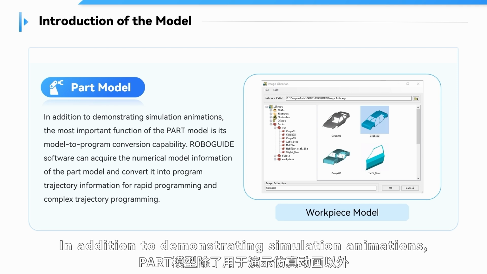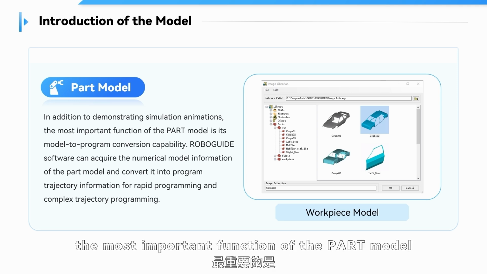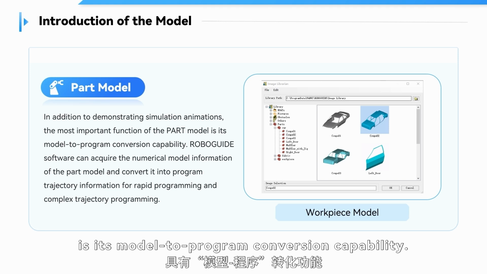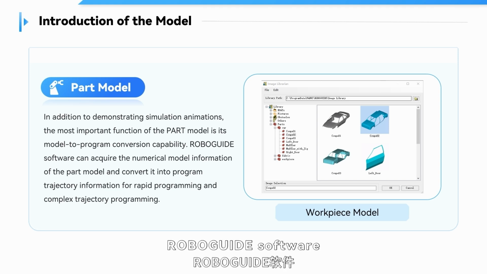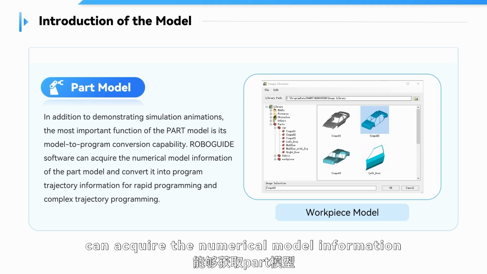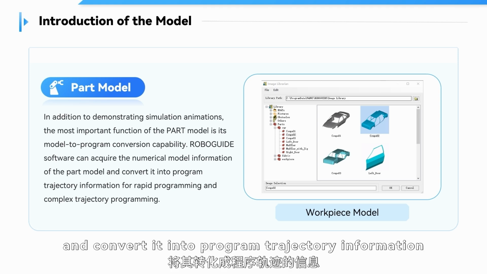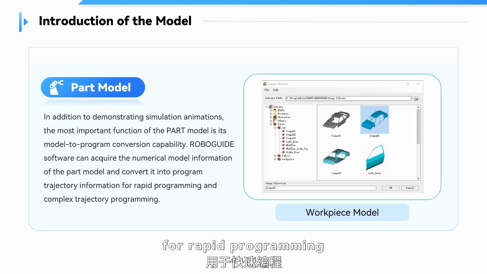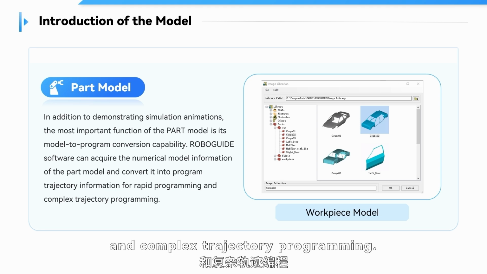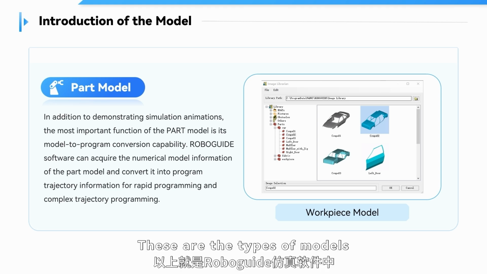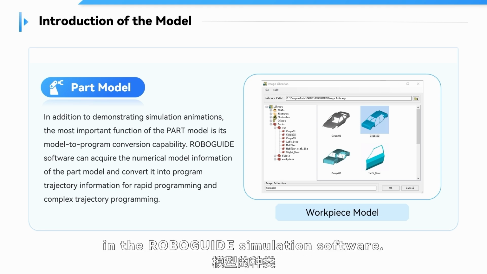In addition to demonstrating simulation animations, the most important function of the part model is its model-to-program conversion capability. RoboGuide software can acquire the numerical model information of the part model and convert it into program trajectory information for rapid programming and complex trajectory programming. These are the types of models in the RoboGuide simulation software.